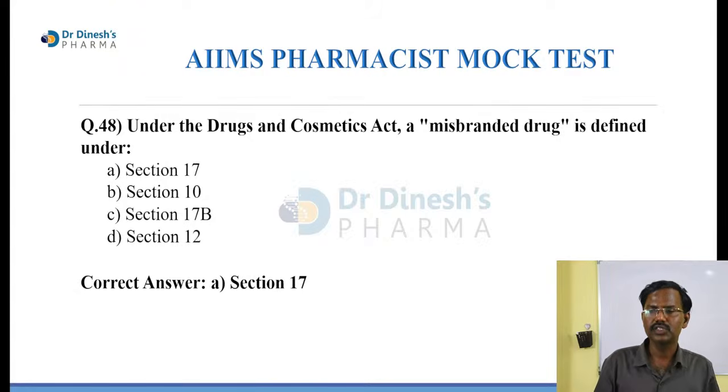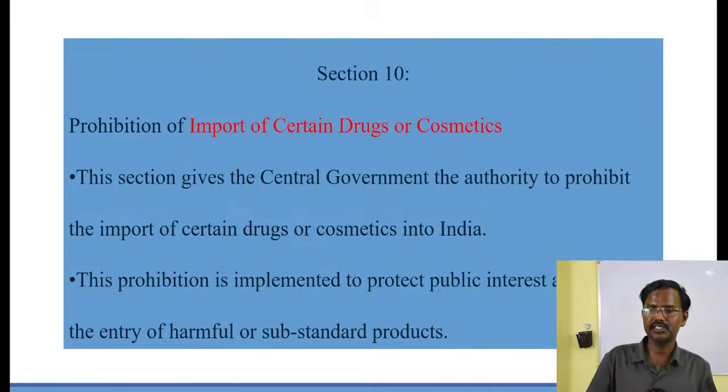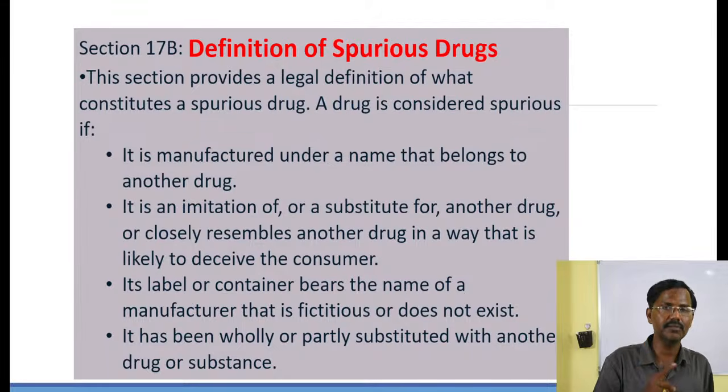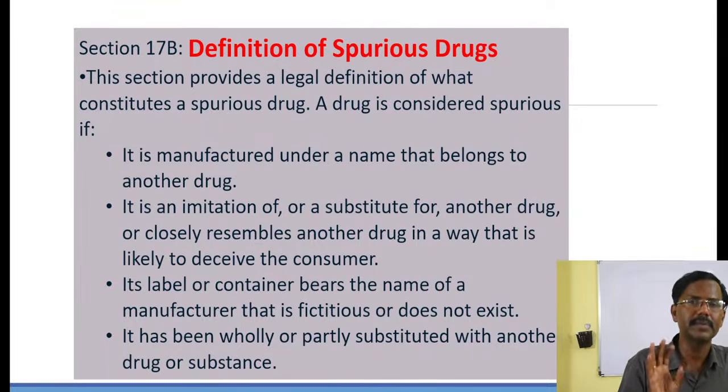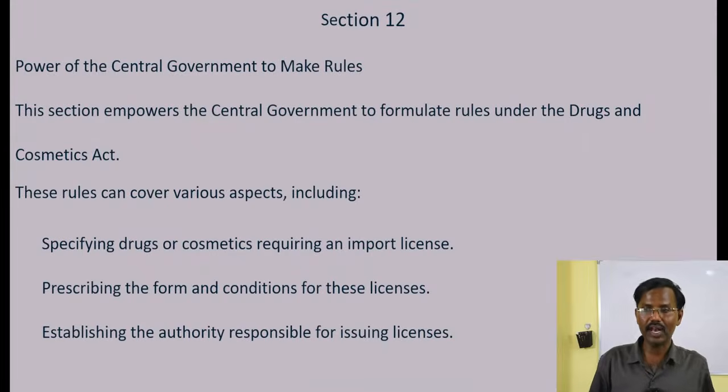So what is section 10? Prohibition of import of drugs and cosmetics. So section 10 is the prohibition of import, right? Next, section 17B, as I already explained, spurious drugs. In section 17B, and in section 17 only misbranded, section 17B is spurious, right? Next, and what is section 12?